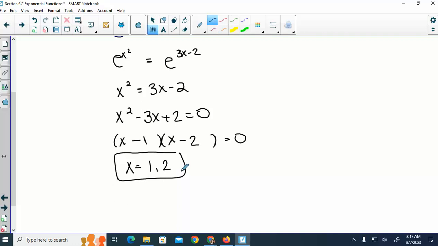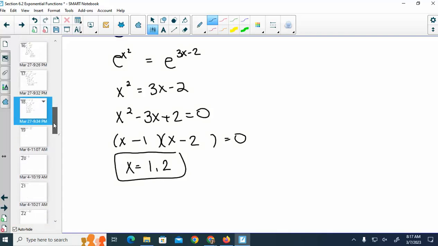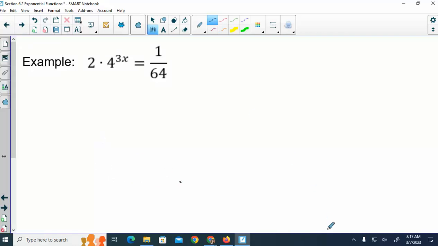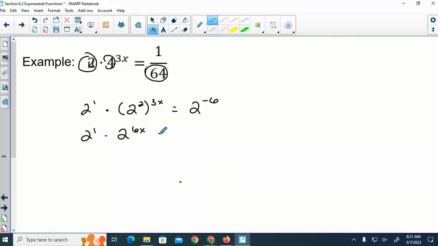Alright. You guys think you can try one? You do this one. Alright, so we have to change all these. The 2, the 4, the 1 over 64. We can make all these a base of 2. So 2 is 2 to the first. 4 is 2 squared. 1 over 64, to move it up, it would have to be a negative 6. So we have 2 to the first times 2 to the 6x equals 2 to the -6. When you're multiplying, if that base is written each time, you add the exponents.